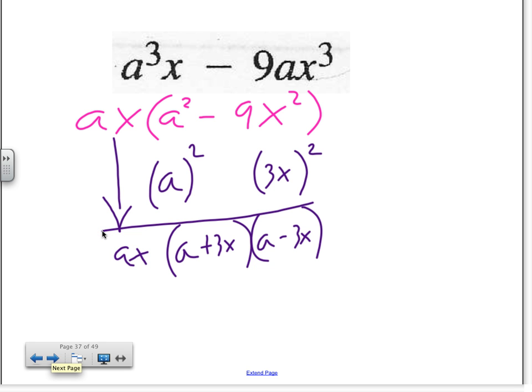And oh, by the way, I shouldn't circle it yet because I should check. Wait, is it completely factored? Yes. Is this completely factored? Yes. Everything completely factored, I'm done. And that's how I box my problem to say I am now completely finished. Any questions so far? So we just do a quick review of what we learned. Any question on that?